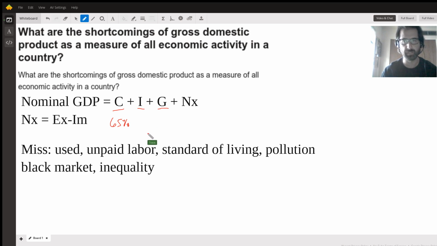So that's not a shortcoming of how we calculate the GDP, because it's part of how we calculate the GDP.